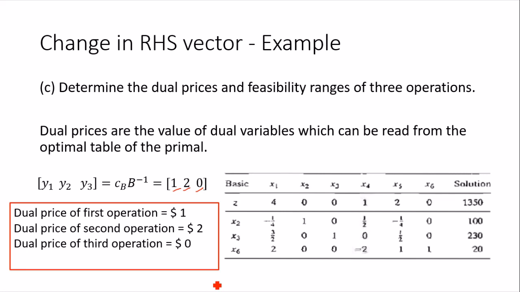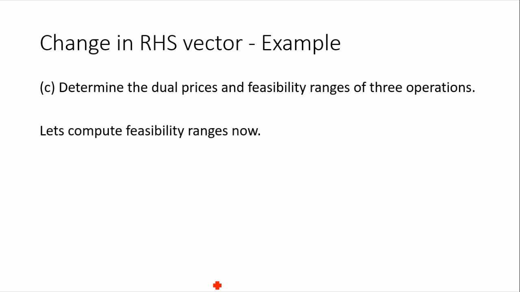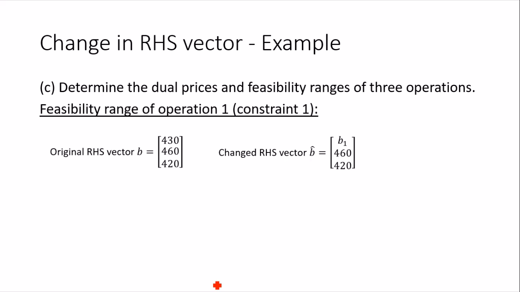Now we want to obtain the feasibility ranges. You have to compute the feasibility range one by one. So let's first compute the feasibility range of operation 1. This is the original right hand side vector 430, 460, 420. Since I want to know the feasibility range of the first constraint, the first operation, I'll only introduce a change in the first value. So let this 430 be changed to B1, because I want to know how much it can be changed. Since that is an unknown, let's call it B1, and the rest 2 remain the same: 460 remains 460, 420 remains 420.